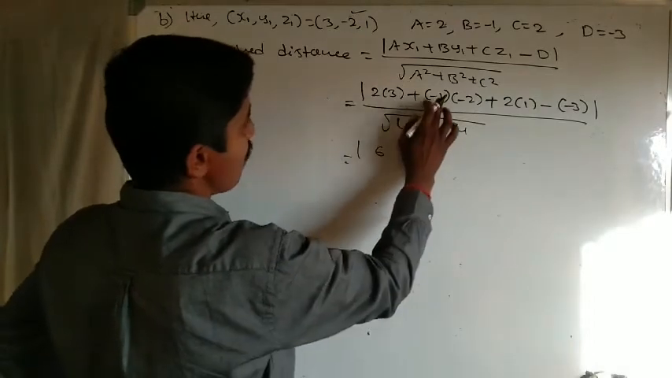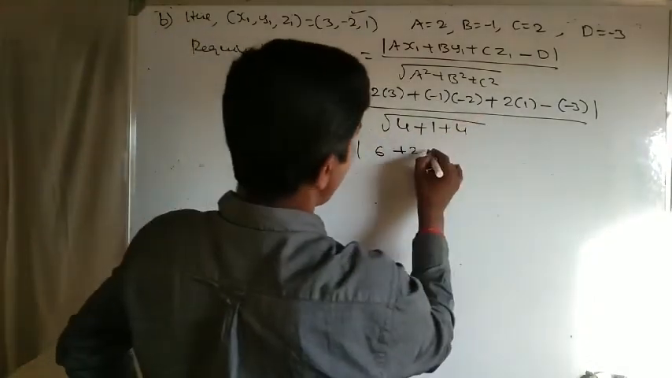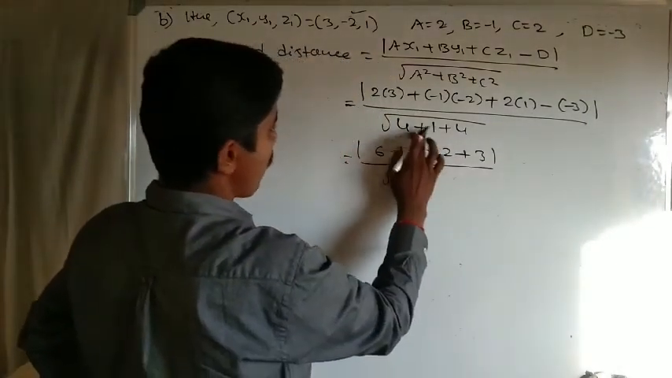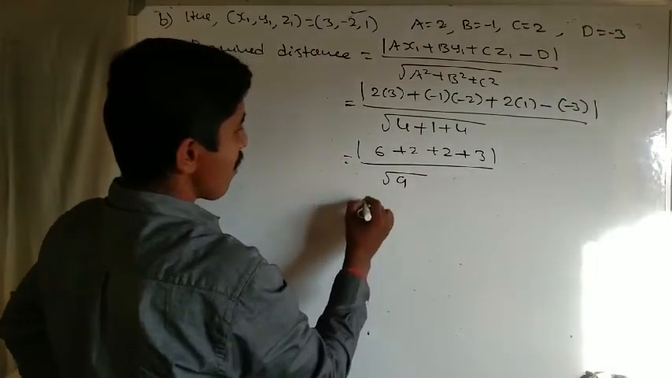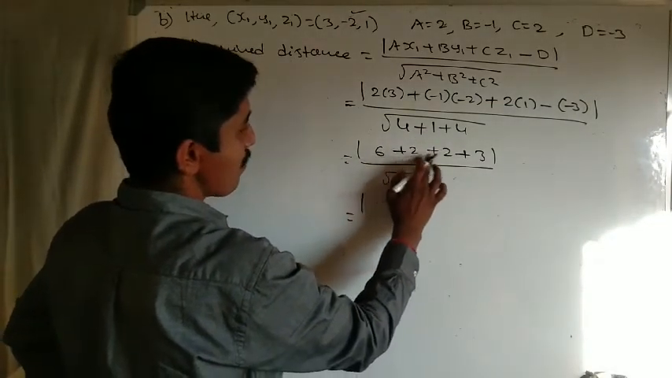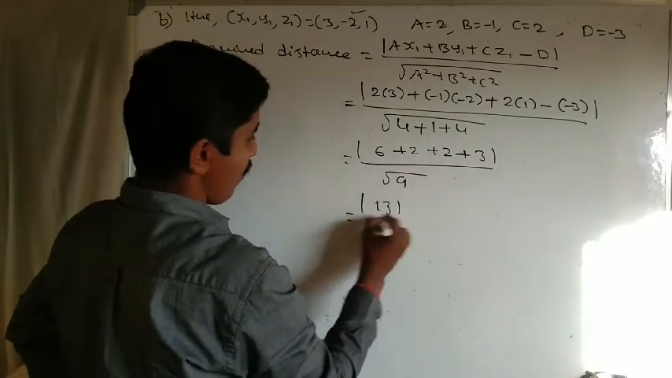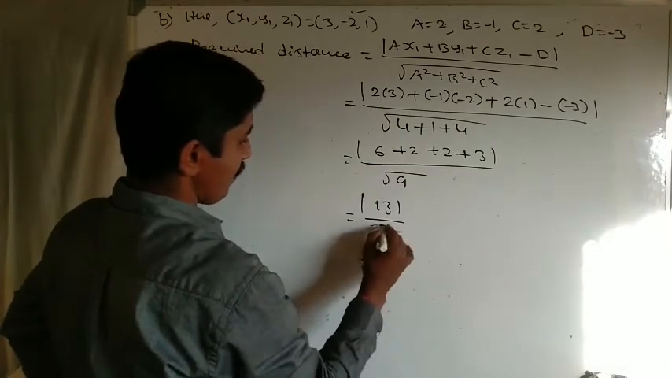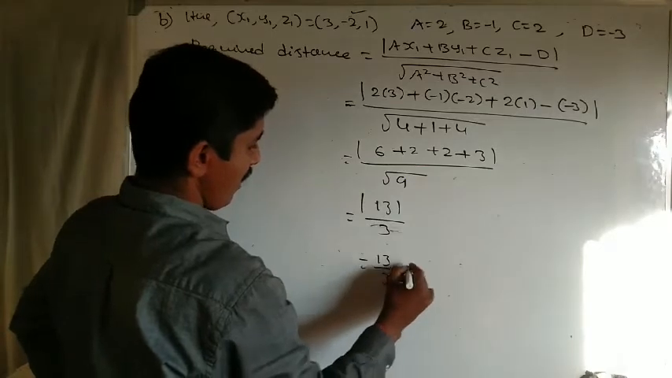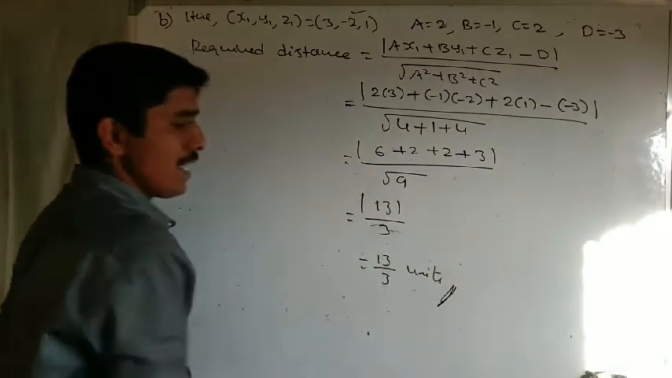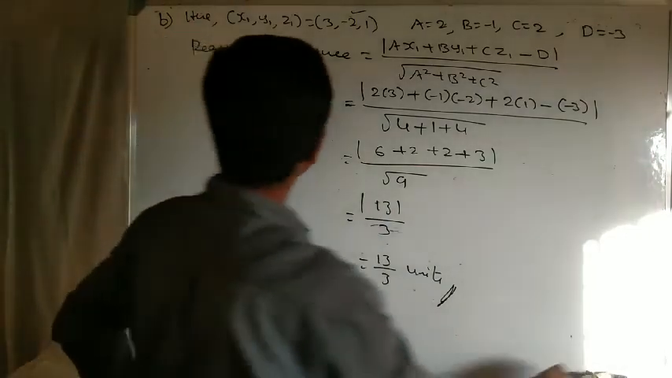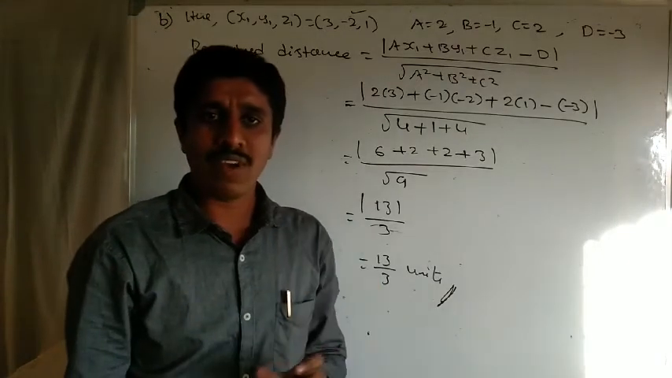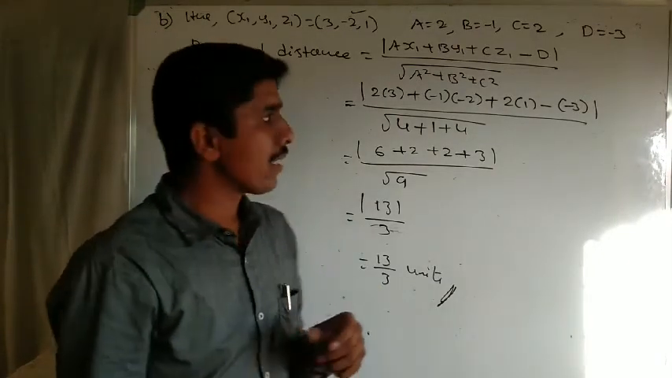2 into 3 is 6, minus 1 into minus 2 is plus 2, plus 2 into 1 is 2, minus of minus 3 is plus 3, divided by square root of 4 plus 1 is 5, plus 4 is 9. Modulus of 6 plus 2 is 8, plus 2 is 10, plus 3 is 13, divided by root 9. Modulus of 13 by root 9, which is 3, so 13 by 3 units is the required distance. Take C and D as problems for home assignment. Now I am going to take the last one.